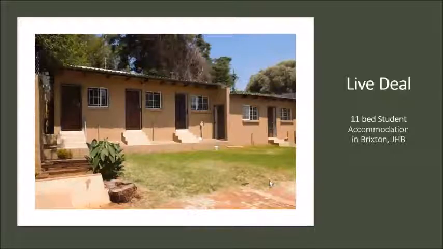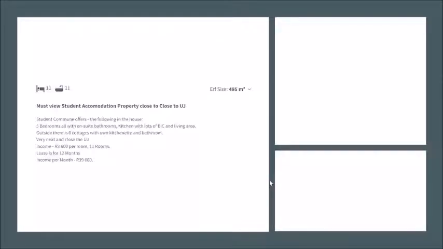So this is a property that I'm currently looking at. It's an 11-bed student accommodation in Brixton, Johannesburg. Brixton is a very common student area, so is Hurst Hill, Vredendorp, anything that's within really a kilometer or 1.5 kilometers away from the university is what you want to be targeting, because that's the criteria that NSFAS looks for, within 1.5 kilometers.